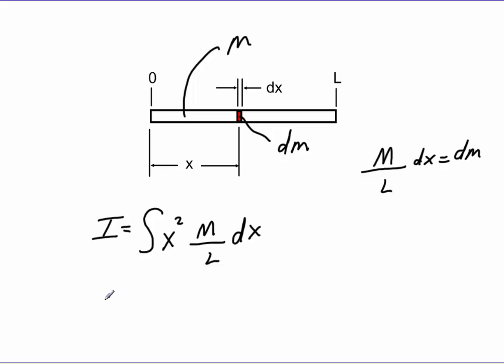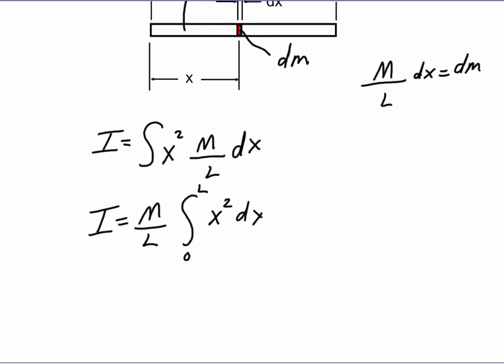Alright, now I'm going to set up the integral. I'm going to pull out my constants. My constant is going to be the m over L, and then my integral of x squared dx. But then what are the limits? I'm going to be going from this end, which is 0, to this end, which is L. Alright, so at this point we're ready to go ahead and do the integration.